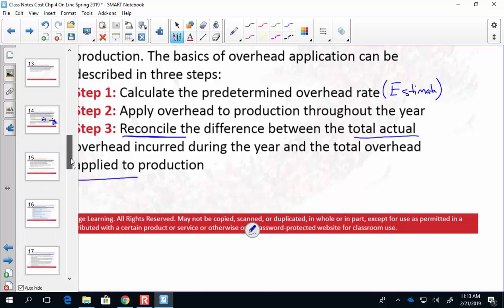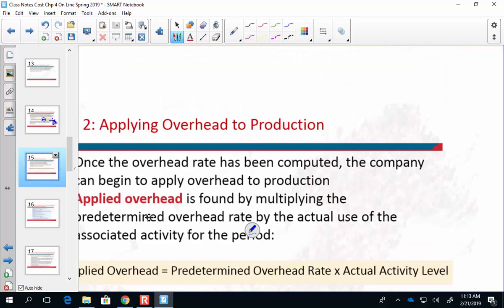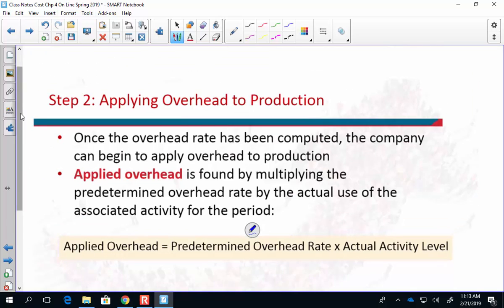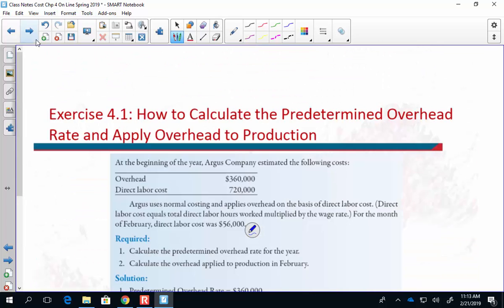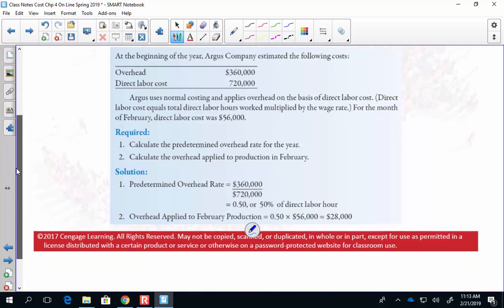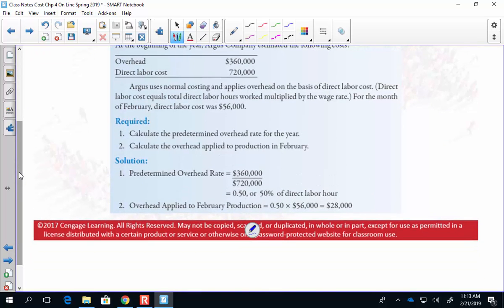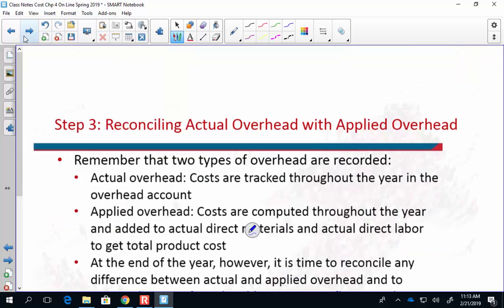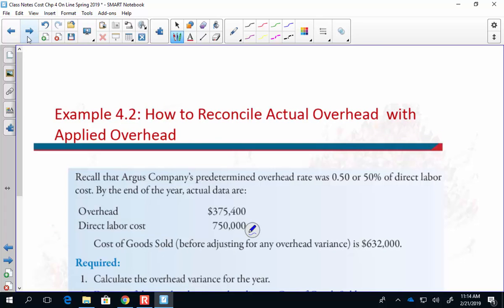So let's try a couple of these. The book does a nice job of showing these 3 steps and how we apply this overhead. So exercise 1 comes up with the rate, 50% of direct labor cost, right? And then our direct labor cost was $56,000 for this period, means that $28,000 of applied overhead was put into WIP, basically, as part of our production process. So that's how it works.